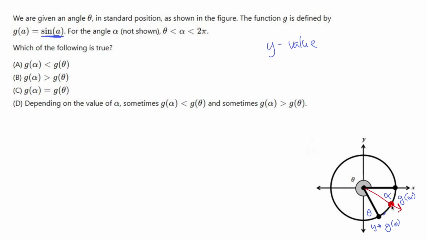So what this is basically saying is I could put g of alpha anywhere in between, but no matter where I put it, it's going to be above g of theta. So in this case, no matter what happens, since sine is y, g of alpha is going to be higher than g of theta, which means g of alpha is going to be greater than g of theta.